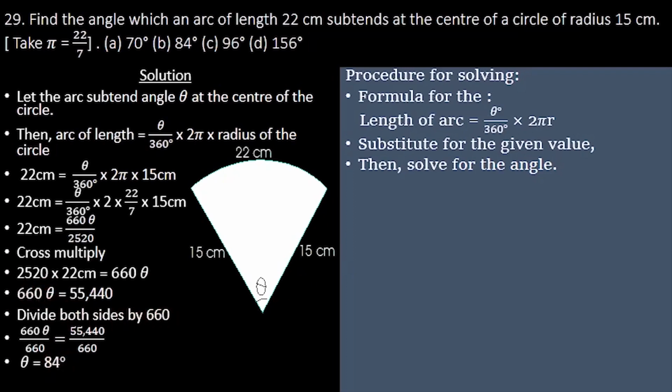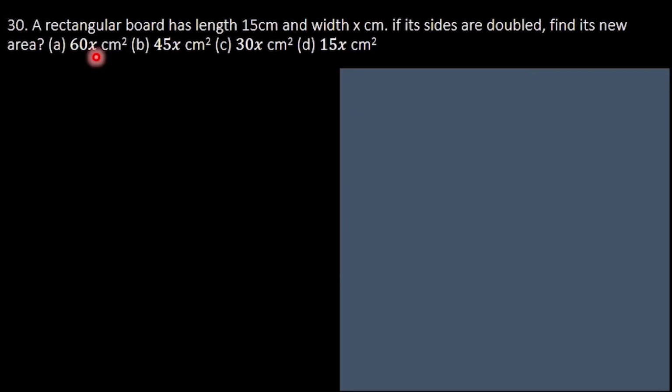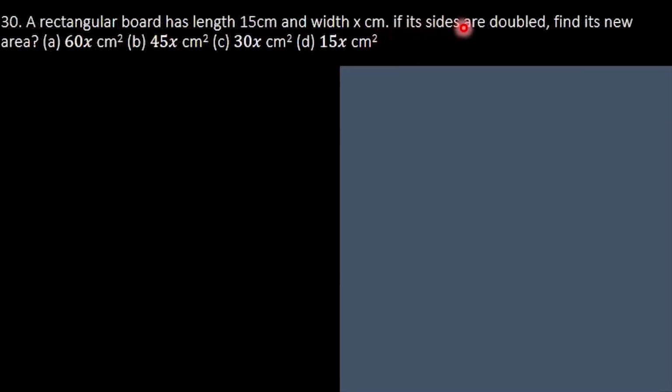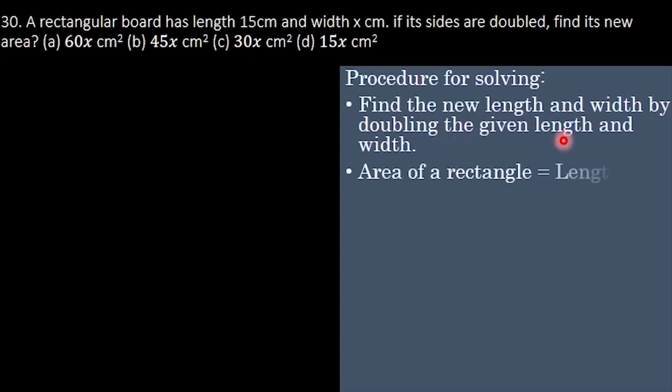Question 30. A rectangular board has length 15 centimeters and width 8 centimeters. If its sides are doubled, find its new area. The procedure for solving this: find the new length and width by doubling the given length and width. Area of rectangle is equal to length times width.